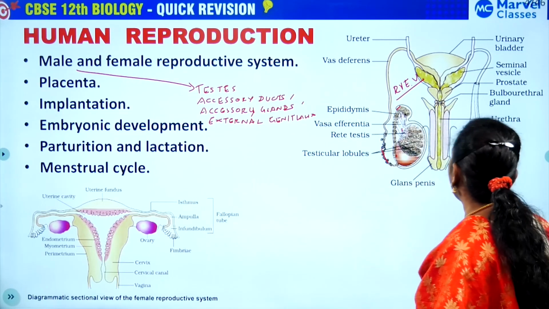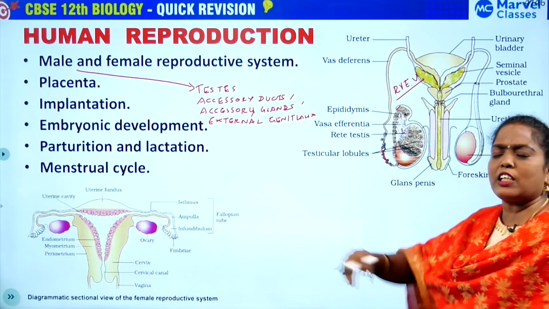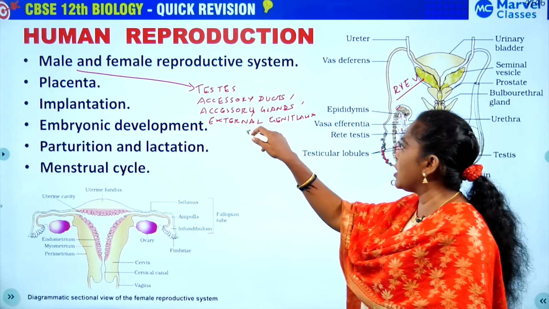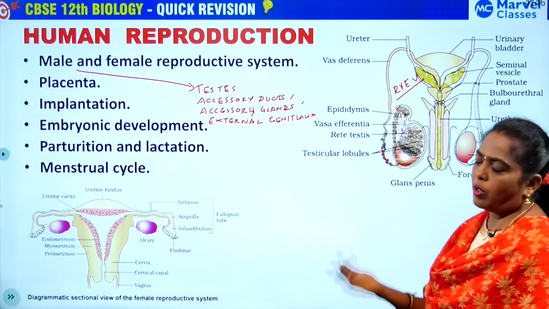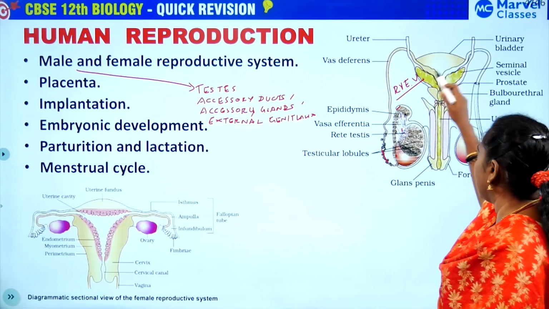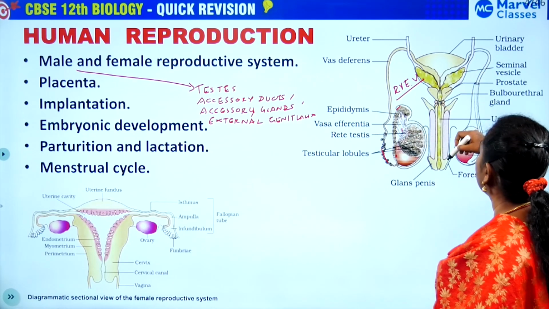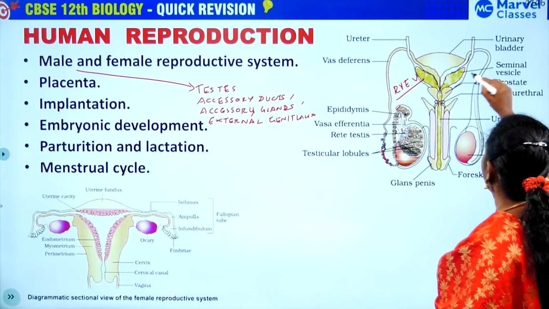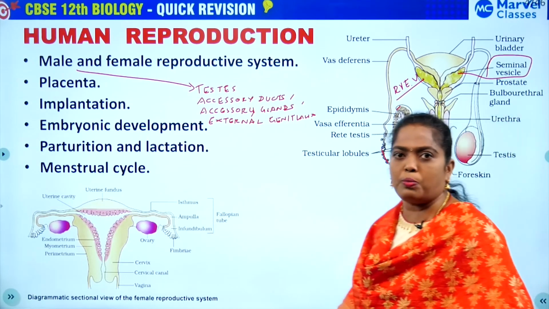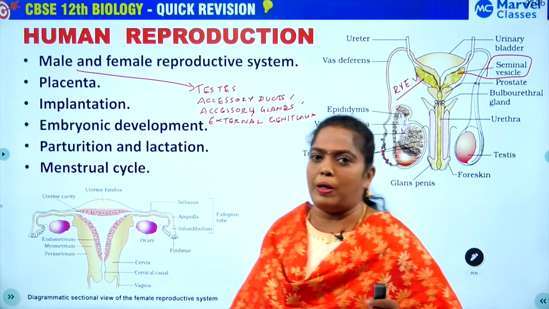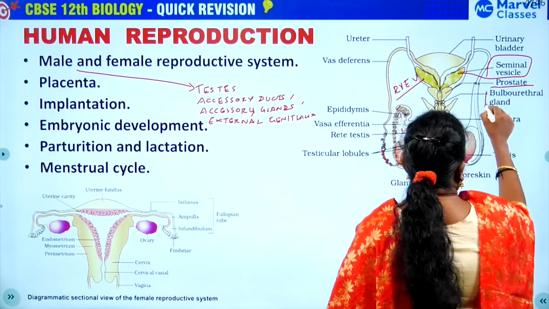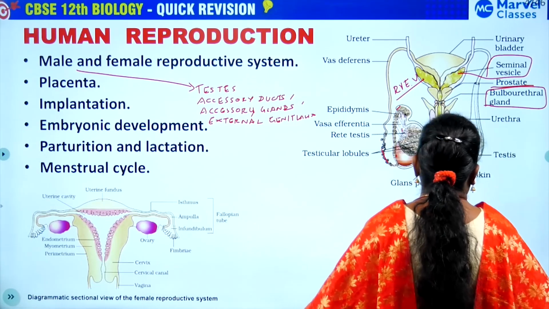Then when you are talking about the glands, with this picture itself you can write a 5-mark question. That's what I am saying. You just remember these things and remember this picture, you can write a 5-mark question. So I have told you about the testes, then the accessory ducts, then finally we have the accessory glands. Here you can see this is one gland, the seminal vesicle, which is the one which is going to contribute more to the semen. Then the prostate gland, and finally the bulbourethral gland.